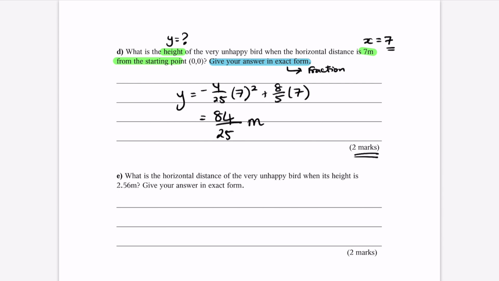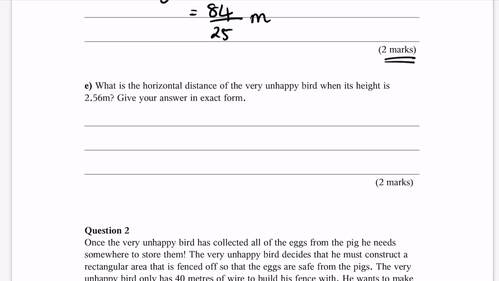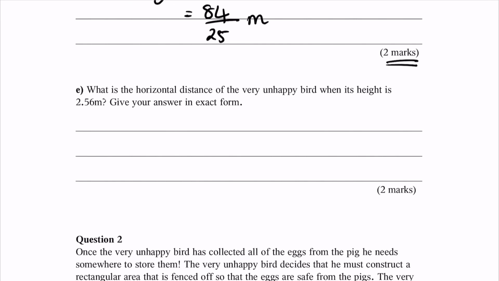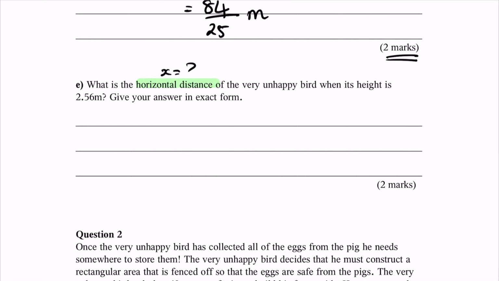Okay, part E, what is the horizontal distance of the very unhappy bird when its height is 2.56 meters? Give your answer in exact form. All right, so now we're doing the same, but the opposite. So now it's asking for the horizontal distance, so horizontal distance is x, of the very unhappy bird when its height is 2.56 meters.